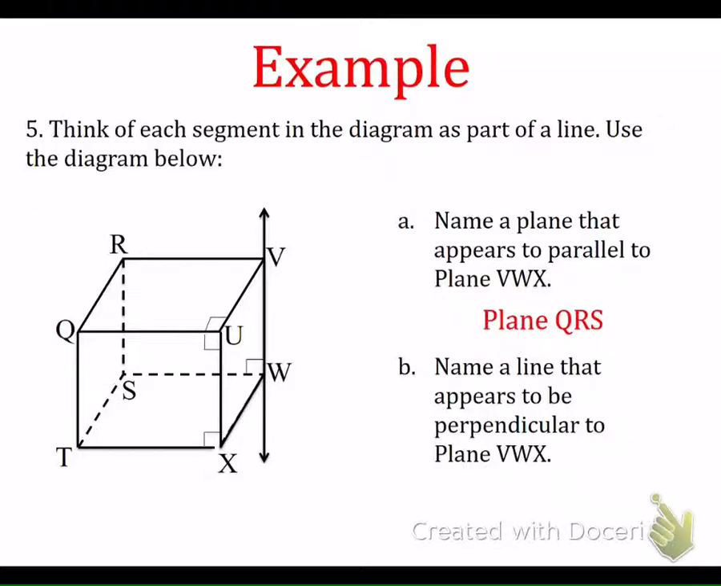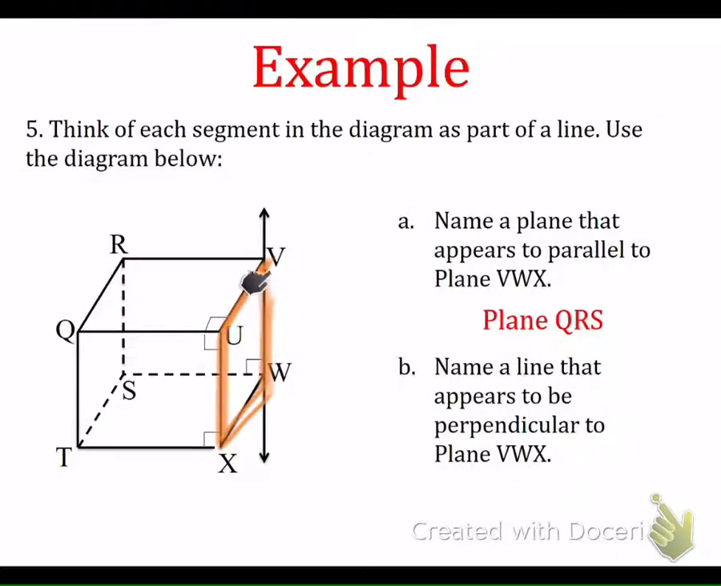Number 2, name a line that appears to be perpendicular to plane VWX. So I feel like these are getting a little crazy. Let me get my highlighter back out. VWX, so this same guy over here. What's a line that appears to be perpendicular? QV would go this way. We wanted to make a right angle with the side of the box.